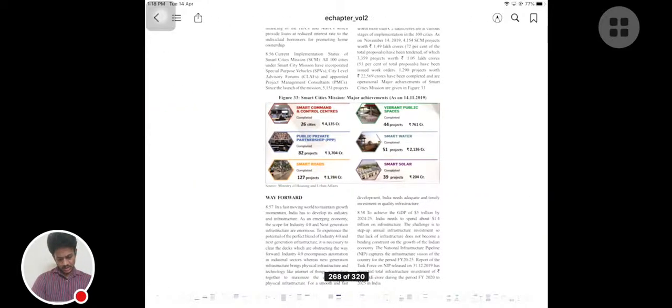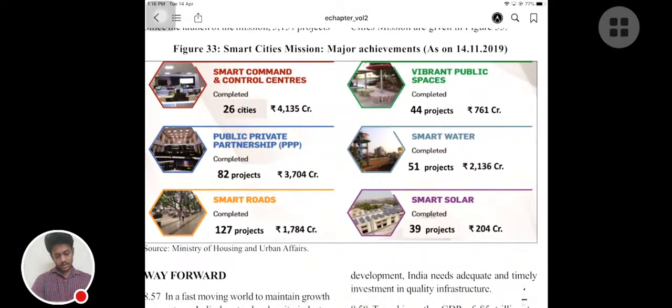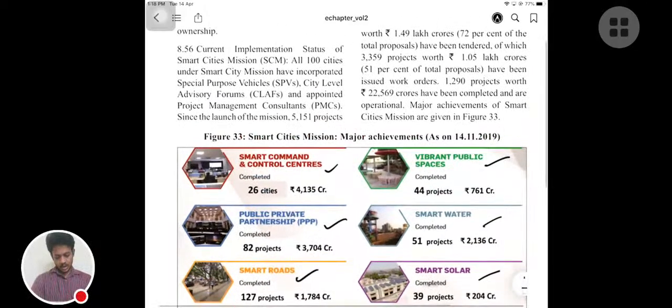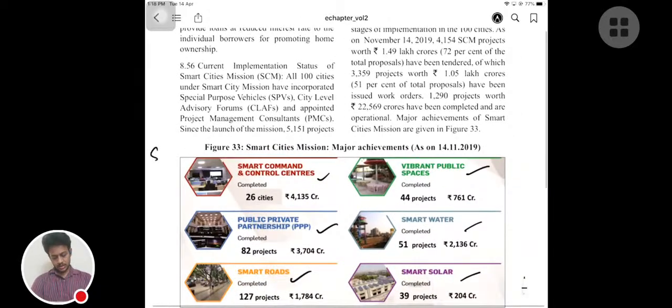So the rest of the things, yes. This is called the Smart City Mission. The government of India already said that we will bring around 100 smart cities. Out of that we have some different things also, that is PPP, smart roads, smart command control centers, public spaces, smart water, etc. This is already part of your current affairs. So Smart City Mission, again you should read. First read those programs which clearly come in the survey. The rest of all the programs are up to your memory power.